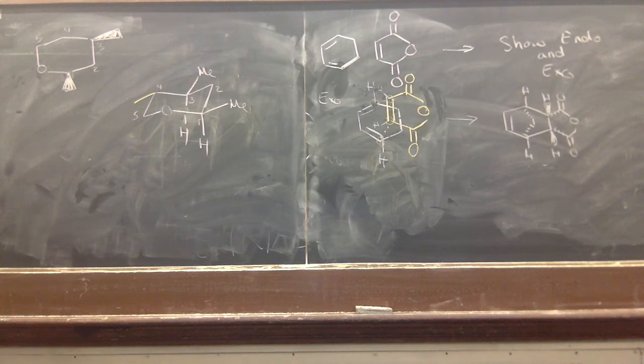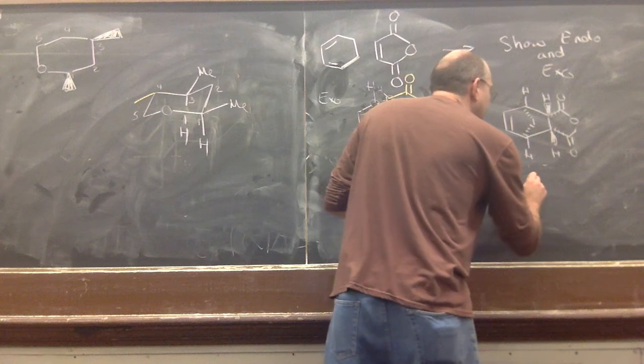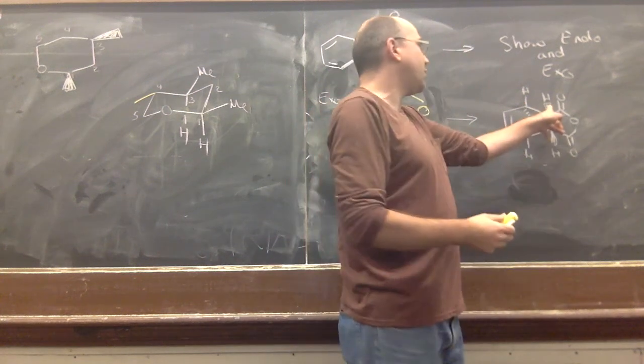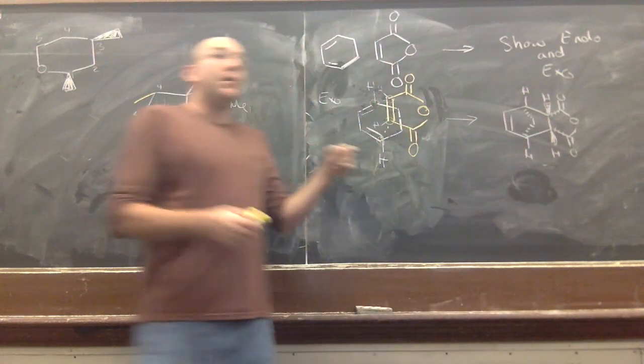Can you draw the stereochemistry? The stereochemistry for the endo, that's a little too small. We would just invert it. So these would just be going back, and these would be coming towards you. But the other one would be deeper.